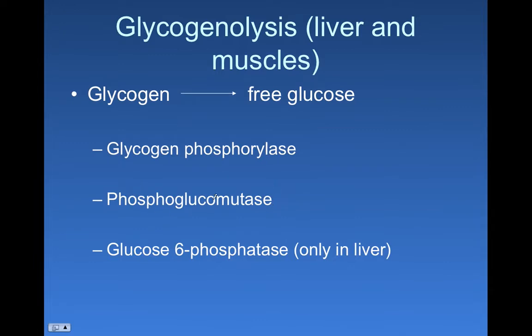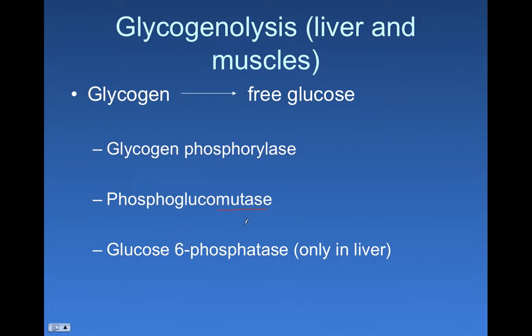Phosphoglucomutase mutases the phosphoglucose that we've just made. So what the heck is a mutase? Well, a mutase is a type of enzyme that moves one part of a molecule to another location. And in this case, it's going to move that phosphate group, which ended up on the 1 position after glycogen phosphorylase, and it's going to move that phosphate group to the 6th position.